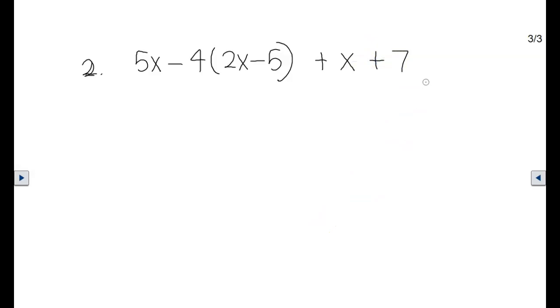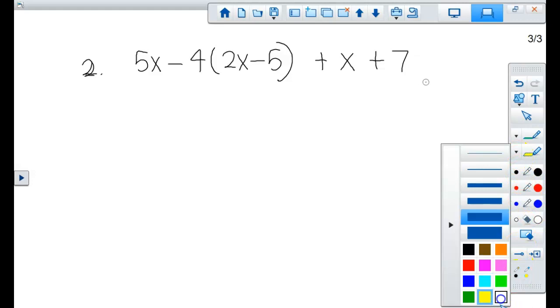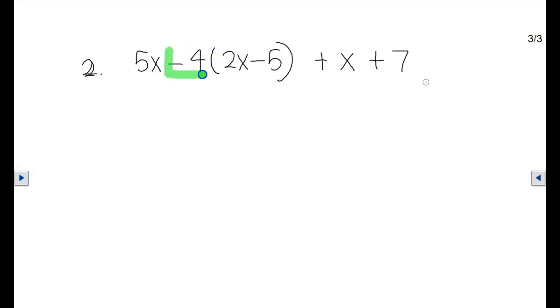All right, for this problem, distribute if necessary. It is going to be necessary that we distribute because we have parentheses. What number is directly in front of the parentheses? That would be this 4. But notice he will also get to hang on to his minus sign that's in front of him. So that number is a negative 4.